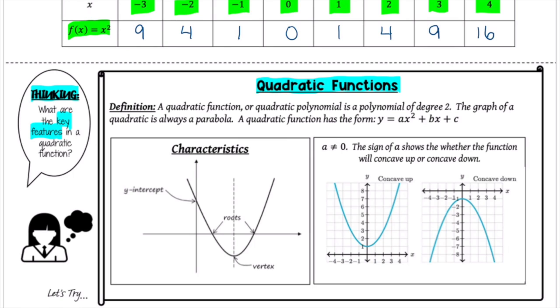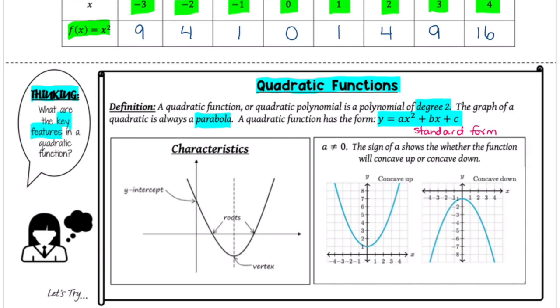Quadratic functions. A quadratic function or quadratic polynomial is a polynomial of degree 2. The graph of a quadratic is always a parabola. A quadratic function has the form y equals ax squared plus bx plus c. This is known as standard form.